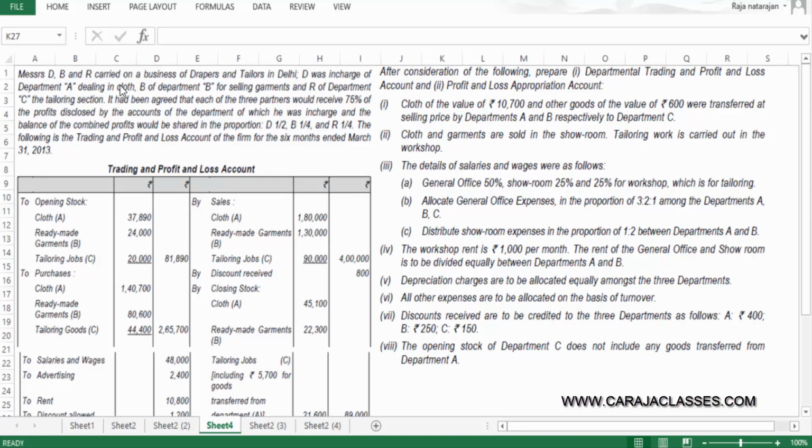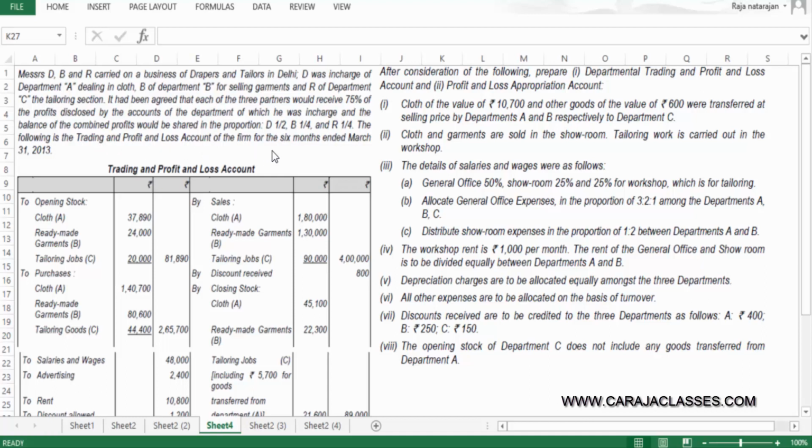Messrs. D, B and R carried on business of drapers and tailors in Delhi. D was in charge of Department A dealing in cloth, B of Department B for selling garments, and R of Department C, the tailoring section. It had been agreed that each of the three partners would receive 75% of the profit disclosed by the accounts of the department of which he was in charge, and the balance of combined profits would be shared in proportion D 1 by 2, B 1 by 4, and R 1 by 4.